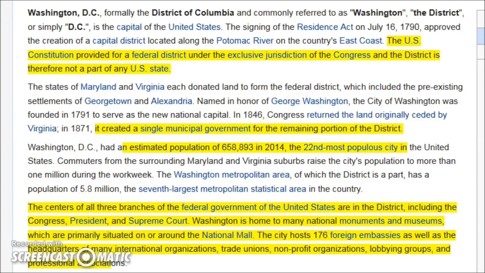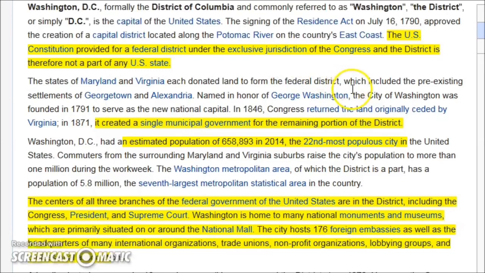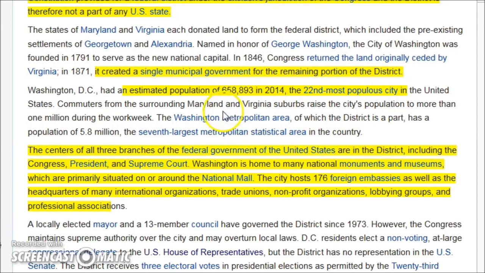So we see here the U.S. Constitution provided for a federal district under exclusive jurisdiction, meaning whose business, of the Congress, and the district is therefore not part of any U.S. state. Further down, it's created a single municipal government for the remaining portion of the district. Here it says an estimated population in 2014, and then, leave it to Wikipedia, it says it's the 22nd most populous city, but right above here it says it's not part of any U.S. state, so a contradiction right there.